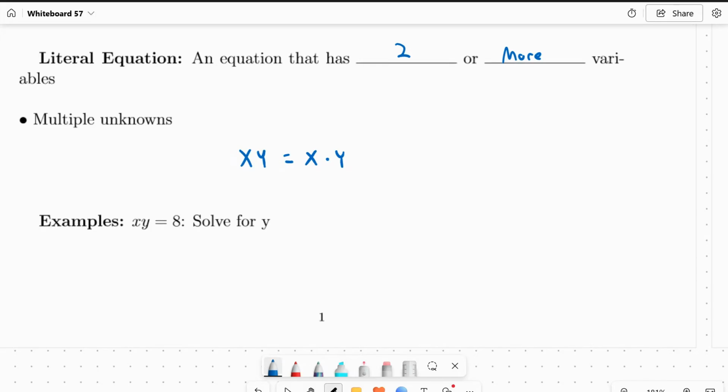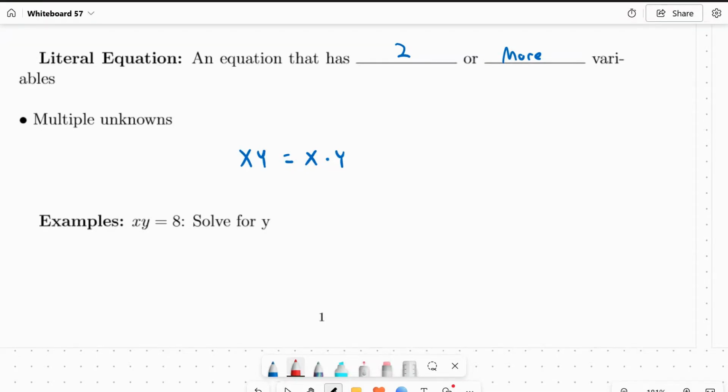We'll go over the first example here. xy equals 8, solve for y. The thing with literal equations is when we solve these equations, we won't always get a constant as our solution. Instead, we will get an equation as our solution.